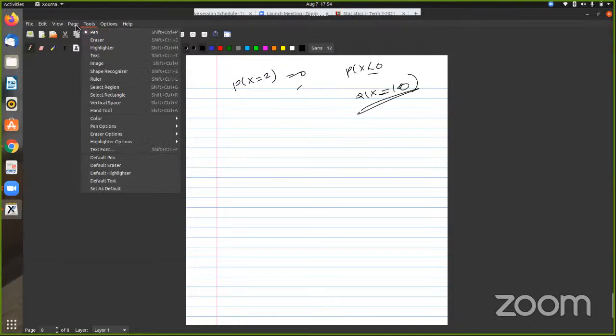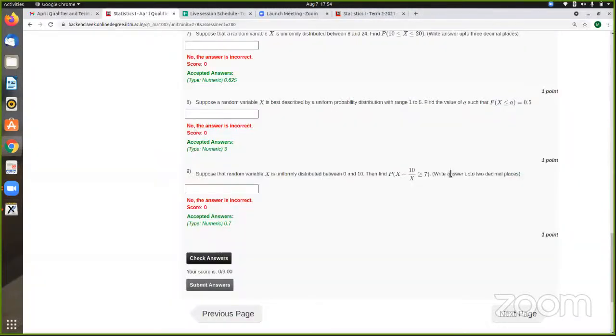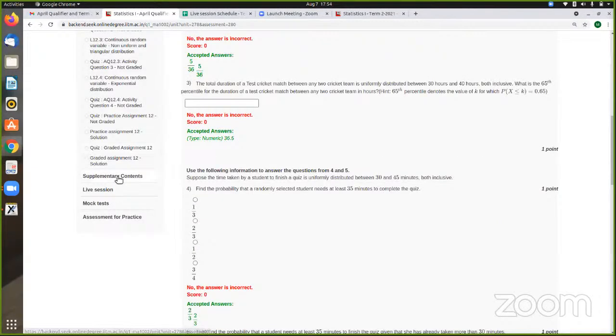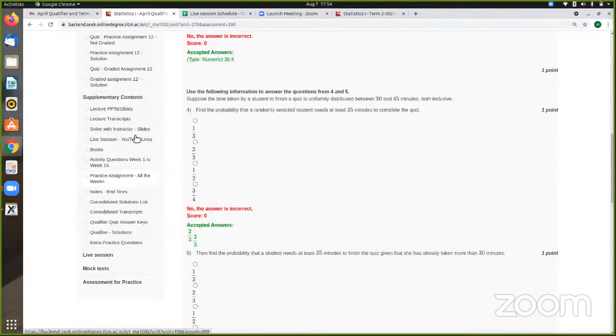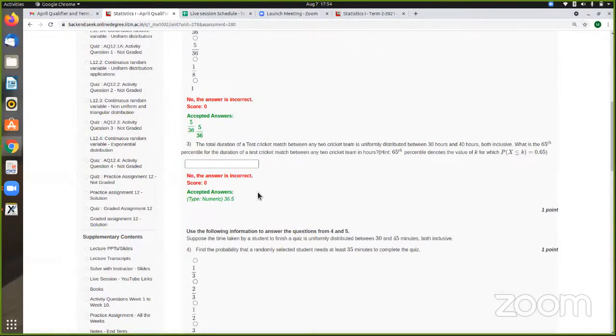Yes, sir. I have one doubt in the supplementary quiz solution. Quiz 2 set, question number 2. Which supplementary one are you talking about? Quiz solutions. Maybe qualifier solutions, April qualifier or term? Not from the April qualifier, right? Because these two are different portals right now. Are you from term 1 or the qualifier? Term 1.